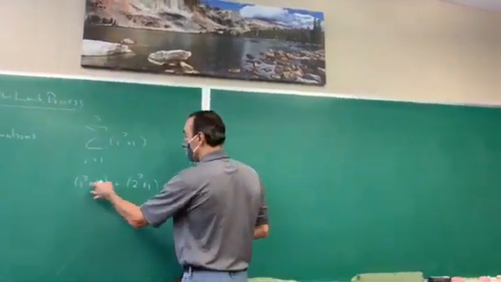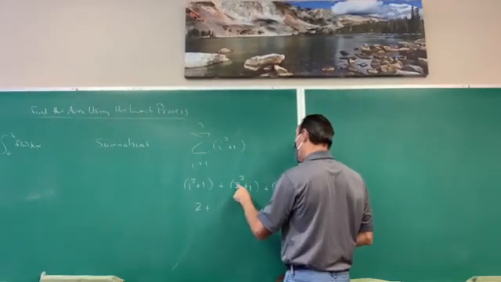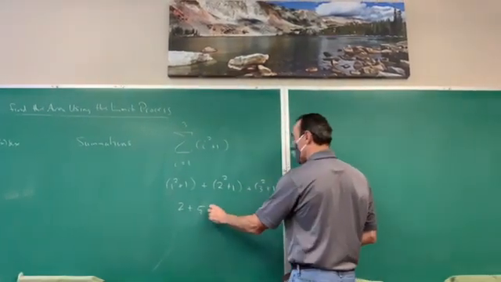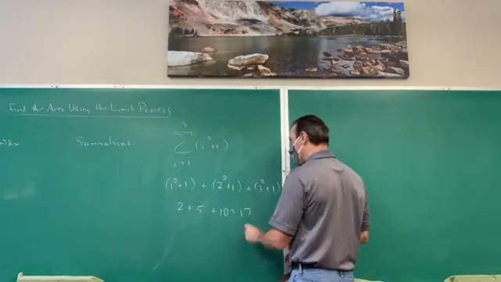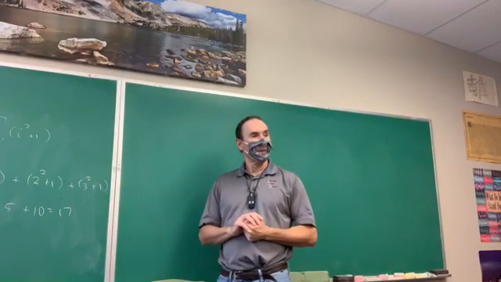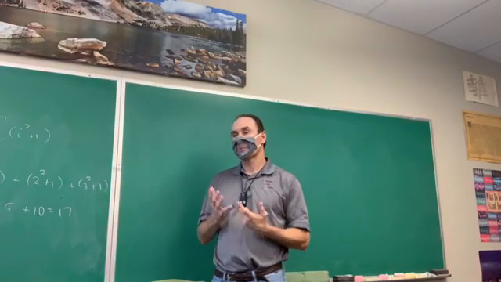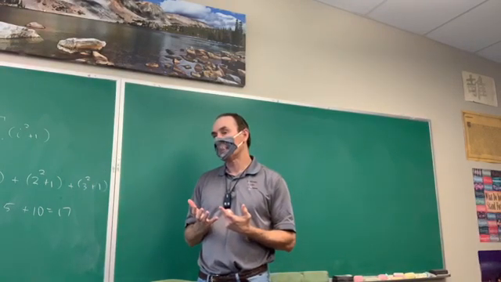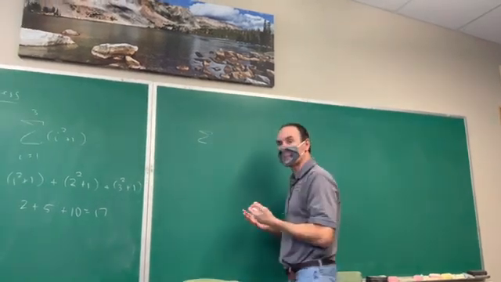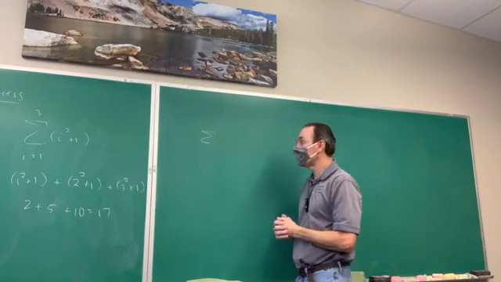So 1 squared is 1, plus 1 is 2, 2 squared is 4, plus 1 is 5, 3 squared is 9, plus 1 is 10. So we would say that that's equal to 17. Is that okay? And you can, like I said, start anywhere you like, and it doesn't have to always be i's. Commonly it's i, j, k, n that you see.